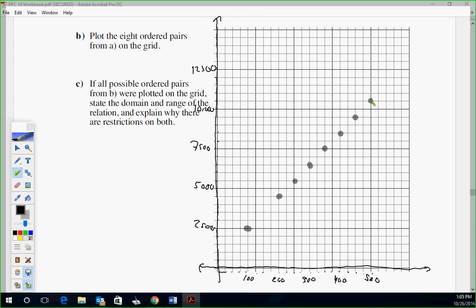So it says there for C, if all possible ordered pairs were plotted on the grid, state the domain and range of the relation, explain why there are restrictions on both. So what are the restrictions? What are they talking about? Well, the restrictions they gave to us, they said the max we can have is 500, the minimum we can have is 100. So that's a domain for us. Our domain is between 100 and 500 people. They told us that in the problem. They said the lowest amount of people you can have is 100, the maximum is 500.